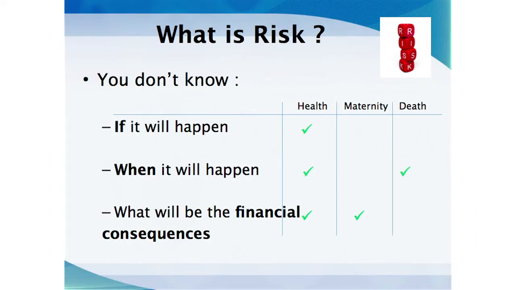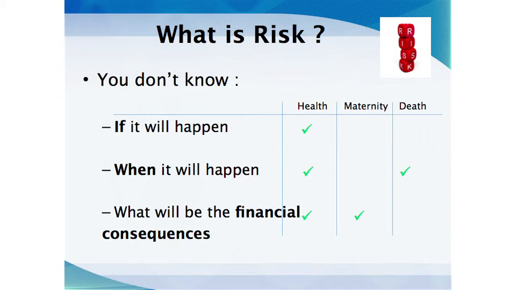To understand better, we look at this slide. Risk is the uncertainty of not knowing whether a particular incident will happen or not, when it will happen if it does, and how much money it will cost if it does happen. We take 3 examples, those of health, maternity, and death. For health, I do not know if I will fall sick at any given time. I cannot predict when I can fall sick. I do not know how much money I will have to spend if I do fall sick.